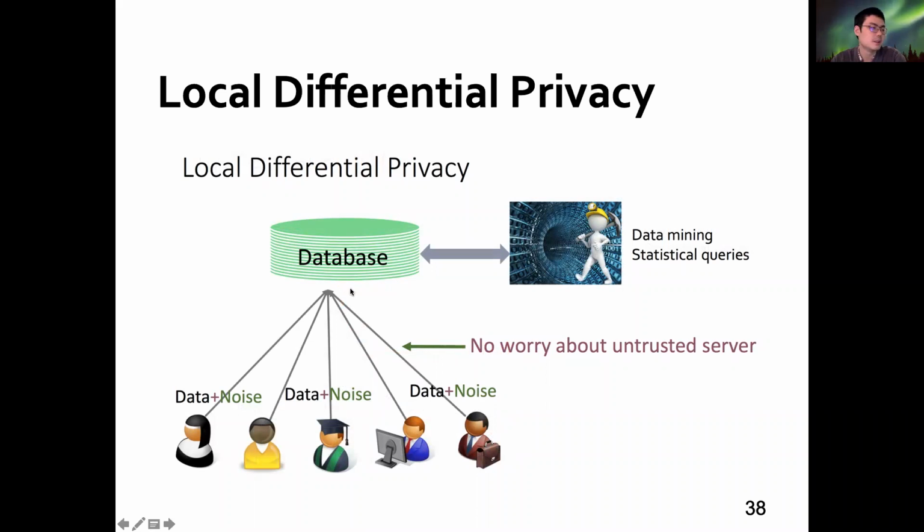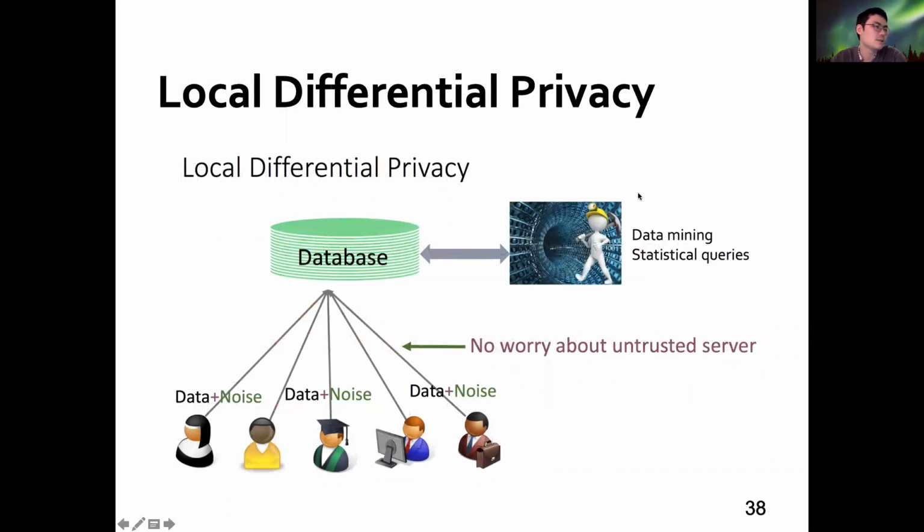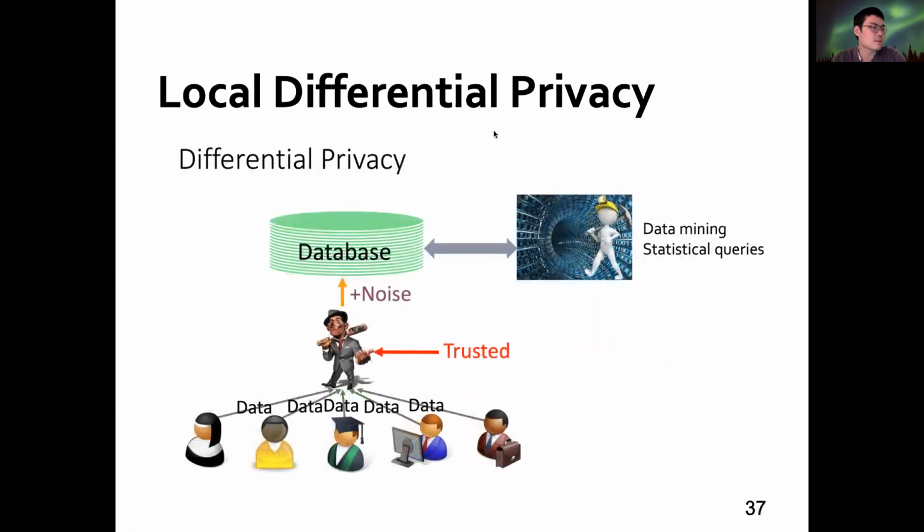So if we do this to the database, then these data will be aggregated along with the noise, and then people do the data mining. This is called local differential privacy. The benefit of local DP, or LDP, is that you don't need to worry about trust with the server. Okay, so these are the concepts. This is a relatively recent concept, maybe 5 to 10 years. The other concepts are really early, like anonymity, probably last century.